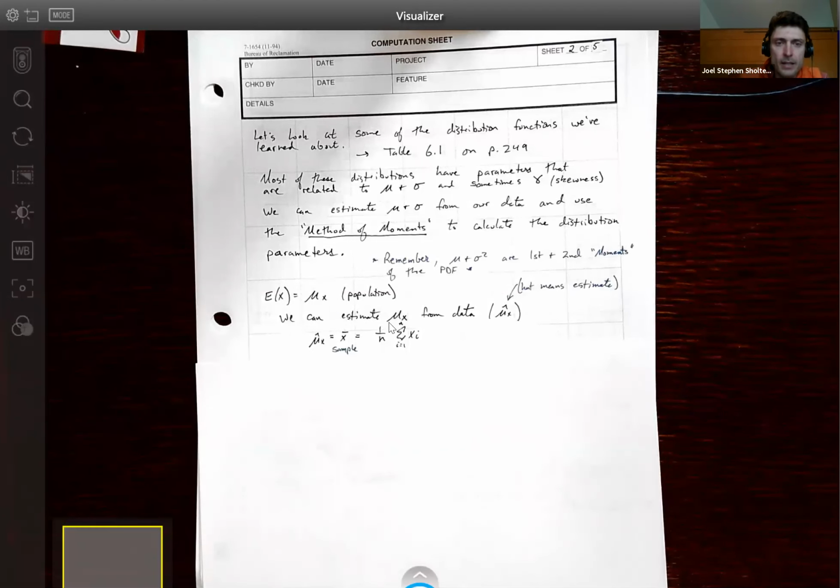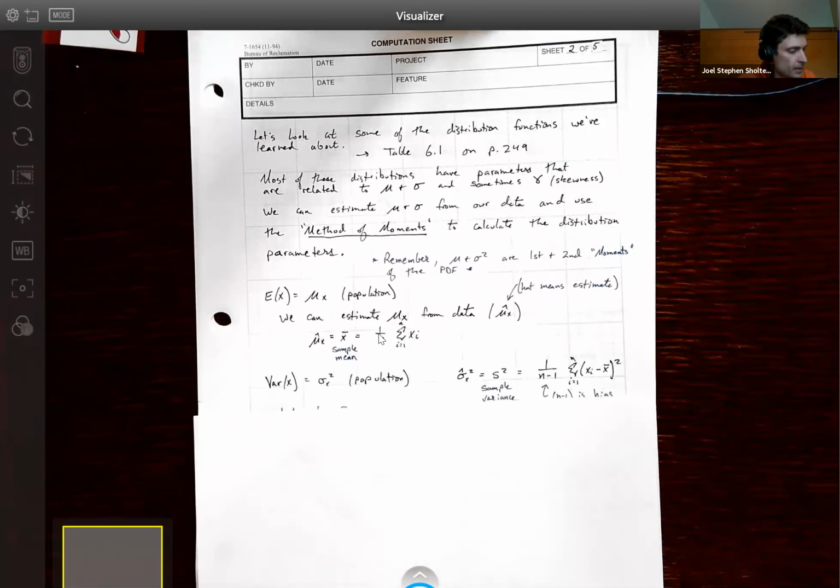So we can estimate mu x, the population mean, from our data, and this gives us mu hat x. The hat just means it's an estimate. And we've done this before, very straightforward. Mu hat x is equal to x bar. This is our sample mean, and that is just 1 over n times the sum of all of our observations. So we have 10 observations, we sum them up, divide them by 10. That's our mean, our x bar.